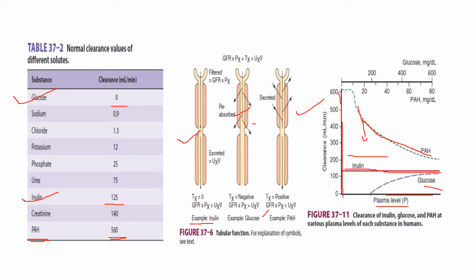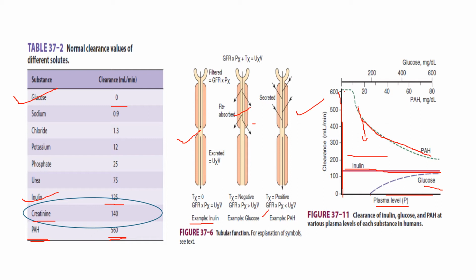So in case of para-aminohippuric acid, as the plasma para-aminohippuric acid level is rising, its clearance is decreasing. Whereas in case of glucose, beyond the renal threshold value, the clearance of glucose is rising, and it is approaching the clearance of inulin. So these are the two findings we can see from this graph. Very important findings.